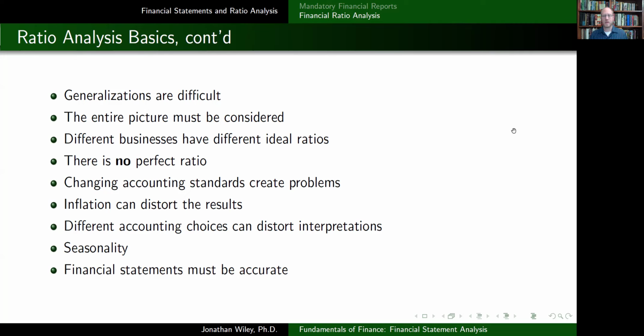Also, inflation can distort results. Let me give you an example for this. What if I had two companies that are in the same industry? They have basically the same manufacturing capacity, but one of them started up 20 years ago and the other one started up yesterday. Well, the one that started up 20 years ago, when they bought their facility, the cost of the property, plant, and equipment was probably a whole lot lower. And so when it's recorded on the balance sheet at historical cost, it's going to show a much lower value for that property, plant, and equipment.